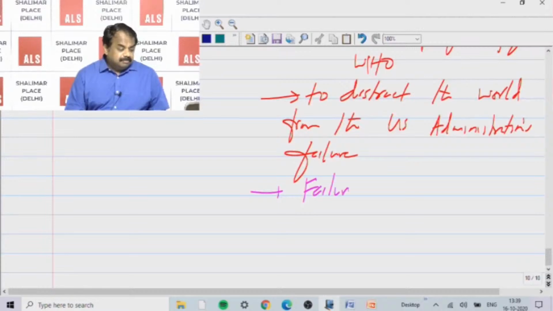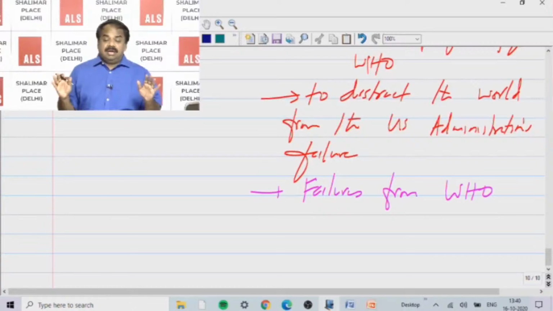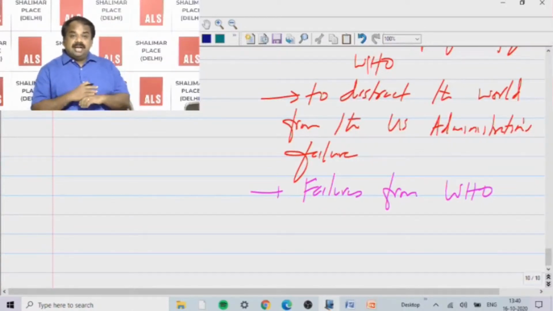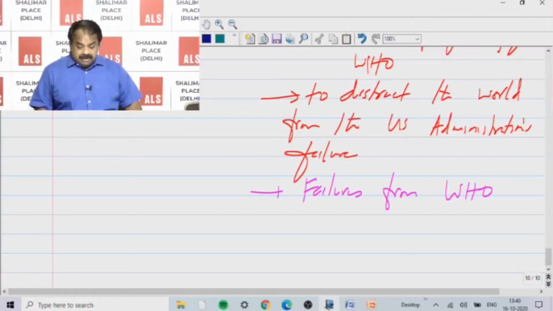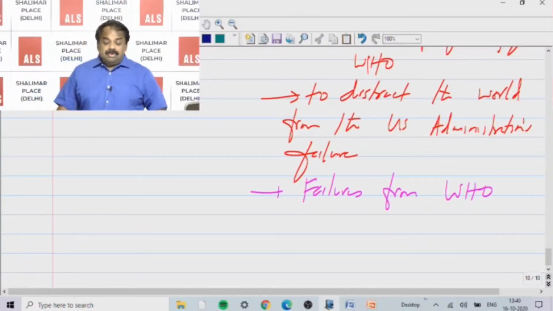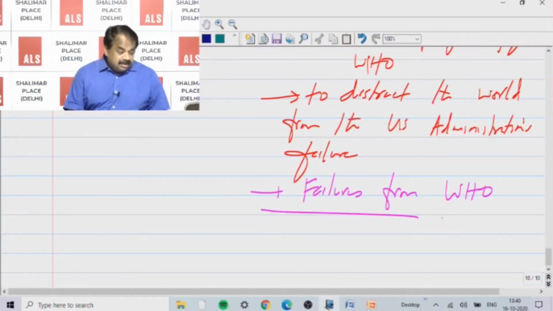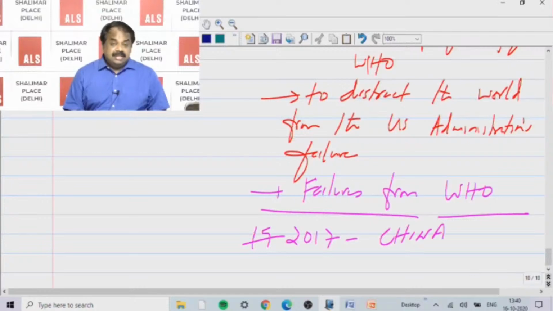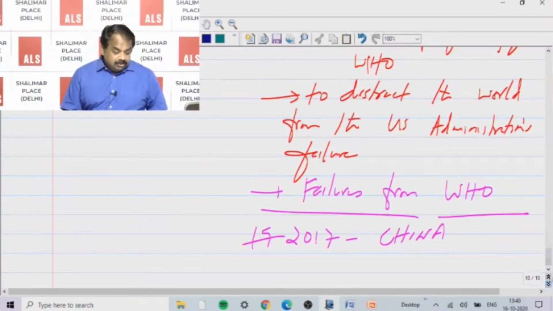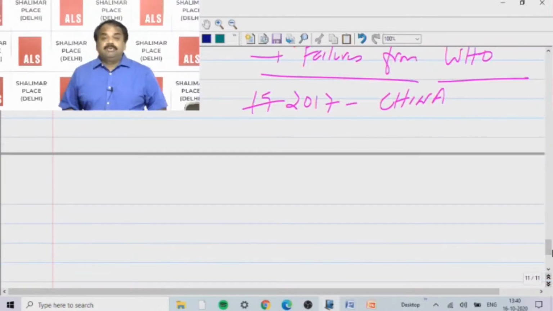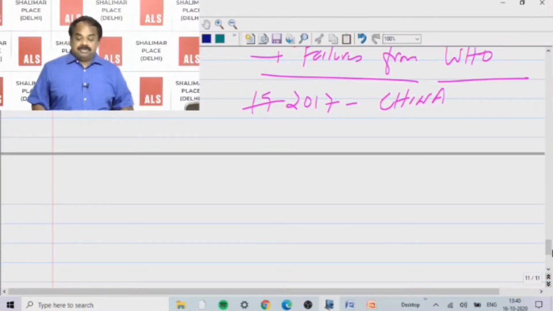from WHO also. We cannot absolve and say that WHO has done everything the way it was required. WHO also failed, and the first big failure is, as I was mentioning, the way the WHO setup is there. In 2017, China played a very crucial role in the election of the present leadership of WHO. Absolutely no doubt.